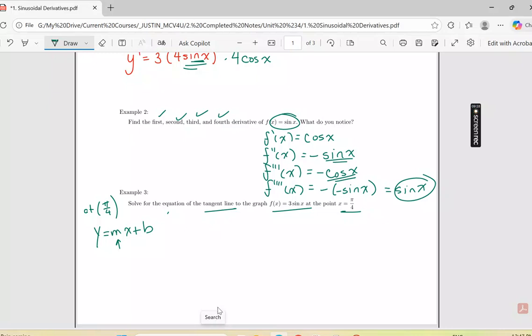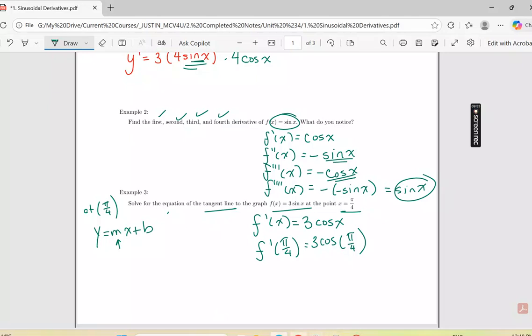You need the derivative. So f prime of x is going to equal 3 cos x, because the derivative of sine x is cos x. So then f prime of pi over 4 will equal 3 cos of pi over 4. Okay?